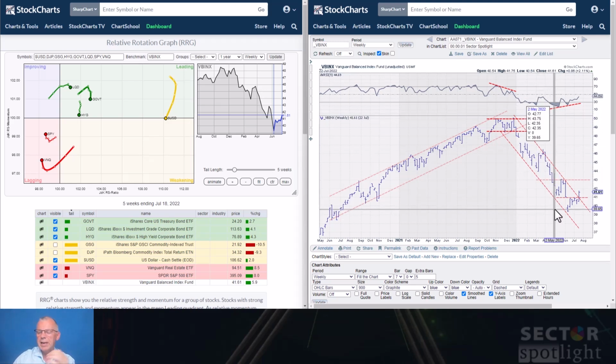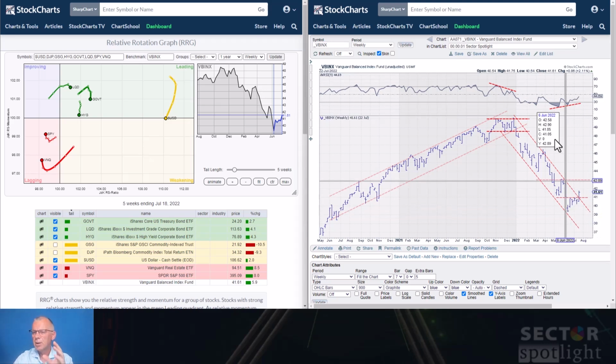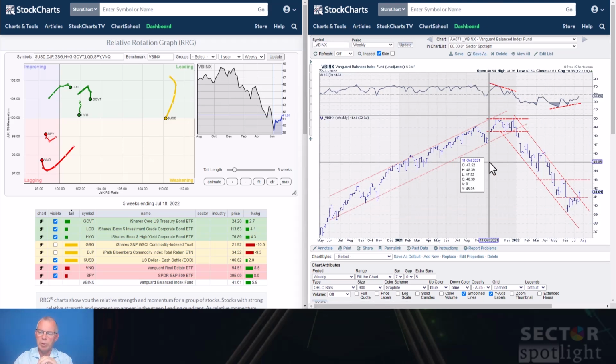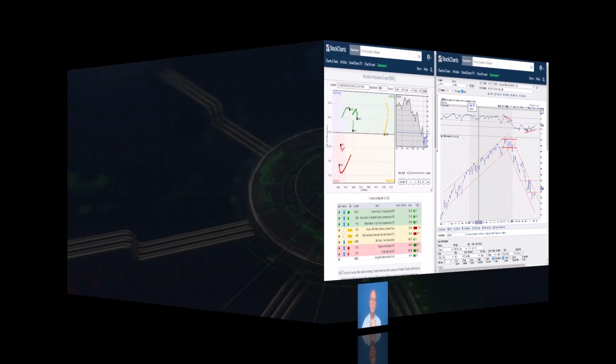And if VBINX is going up, given what we see on the SPY and IF charts, I think that this chart could be driven higher by a strong bond market in coming weeks. That's the thing that I'm going to watch on an asset class level.